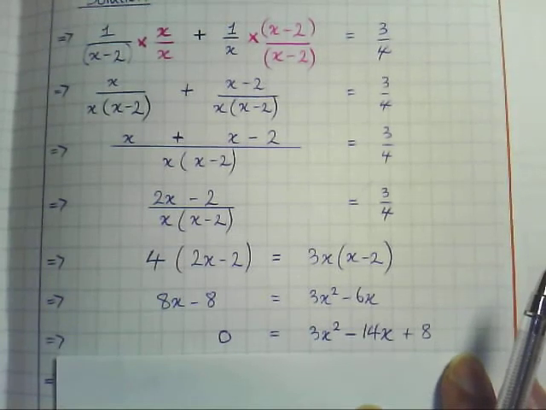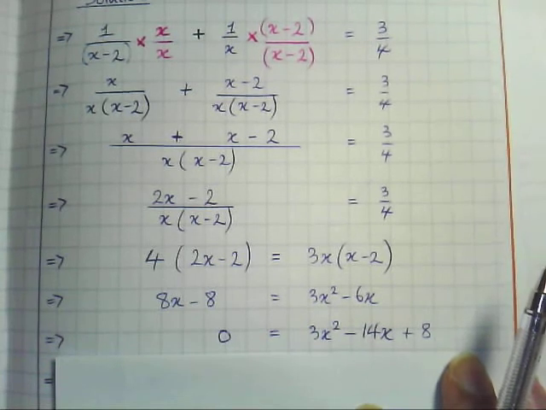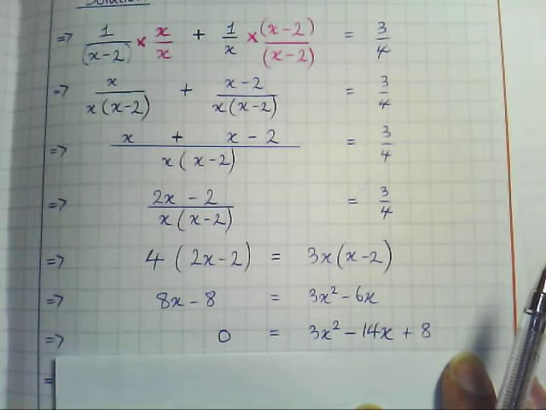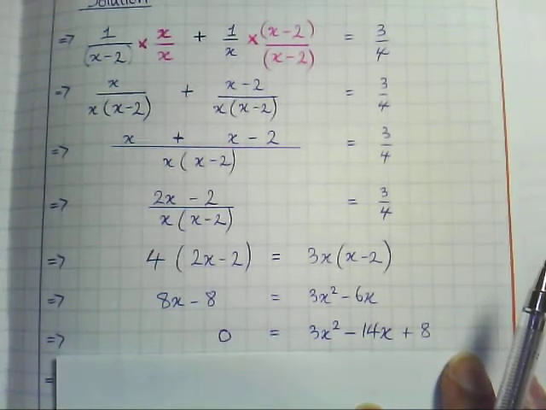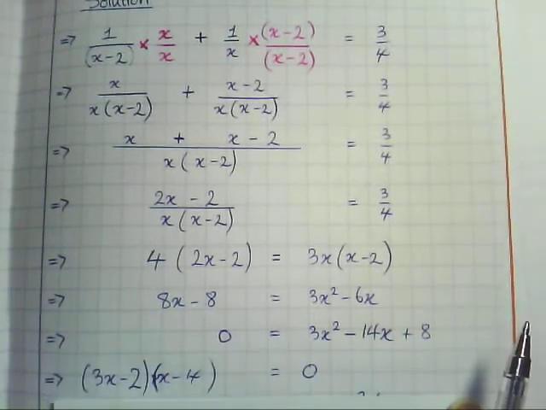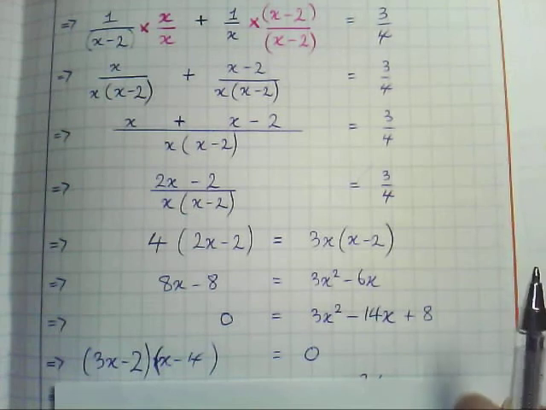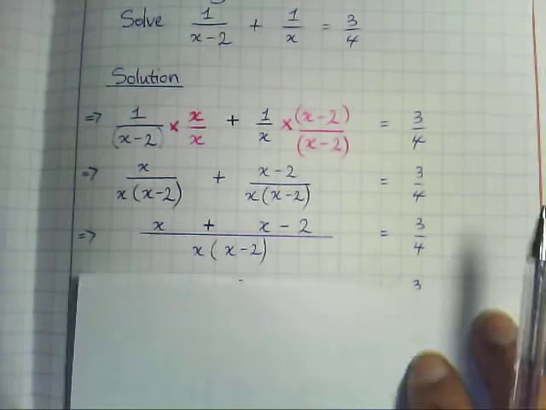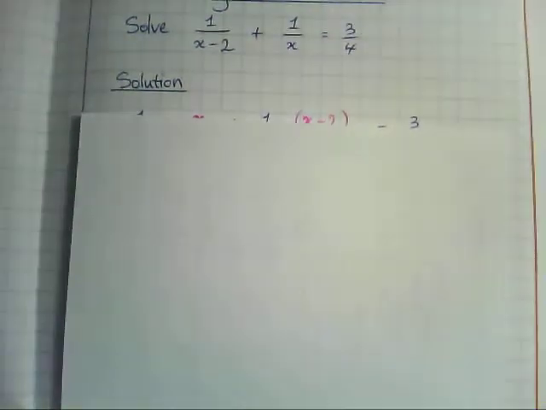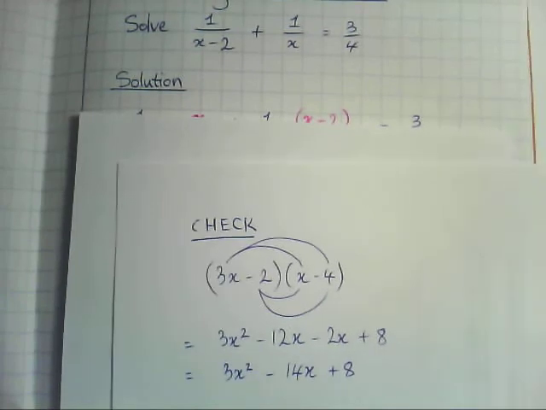Now the next step, if possible, is to try to factorize using double brackets. If that fails, we might be able to use the quadratic formula. It turns out we can actually factorize this, and when we do the factorization, it looks like this. And with something like this, we can always check to see we've got it right, because we can always expand out the brackets. And you can see the check that's been made here.